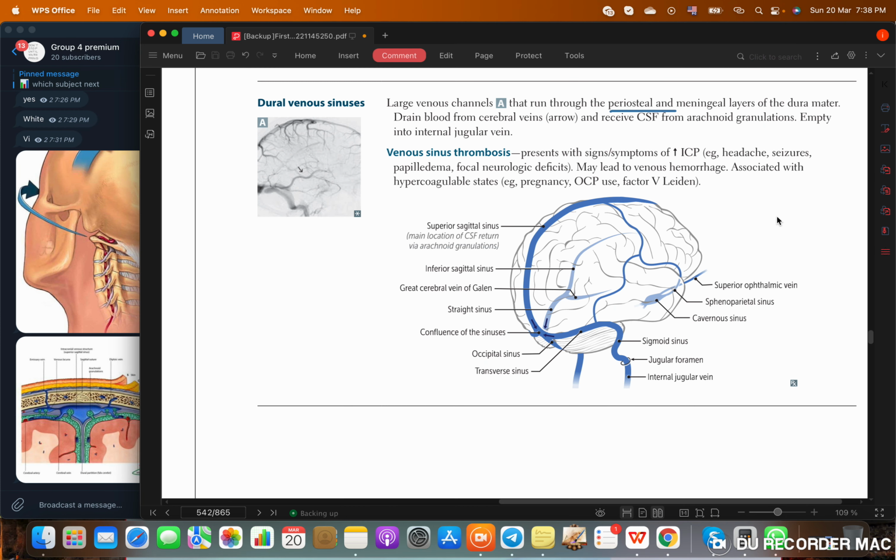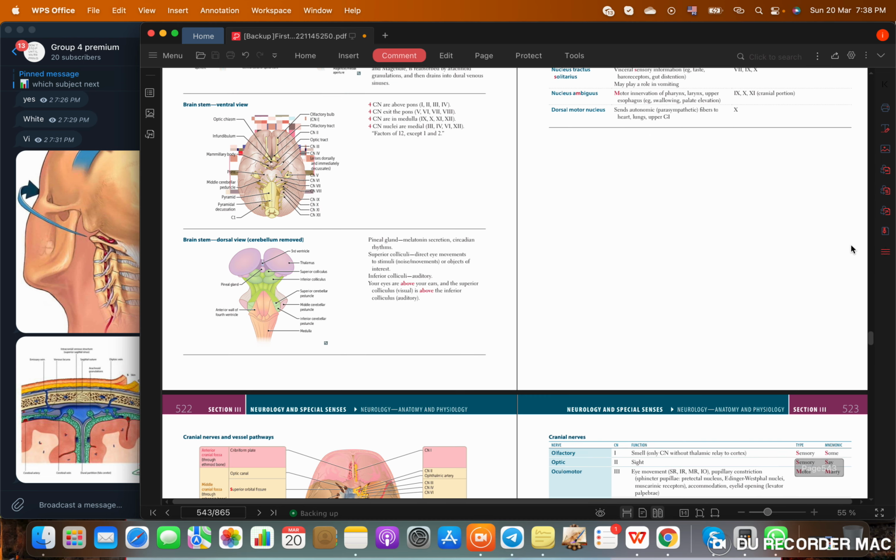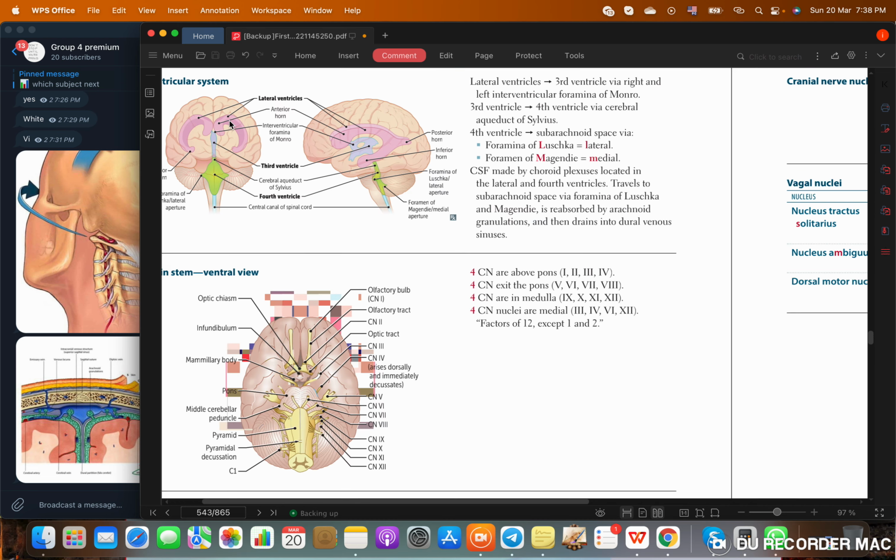Good. So, large venous channels that run through the periosteal and the meningeal layer of the Dura Mater. It drains the blood from the cerebral veins and receives the CSF from the arachnoid granulations. What's up with that? Well, basically the idea is like this.